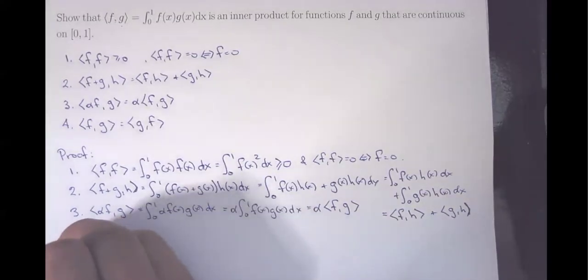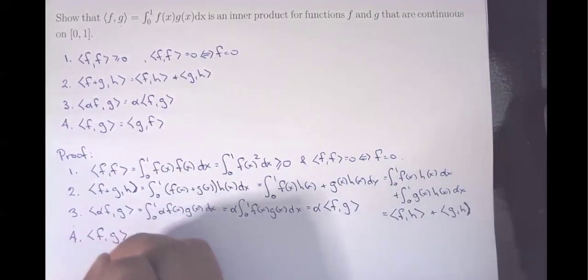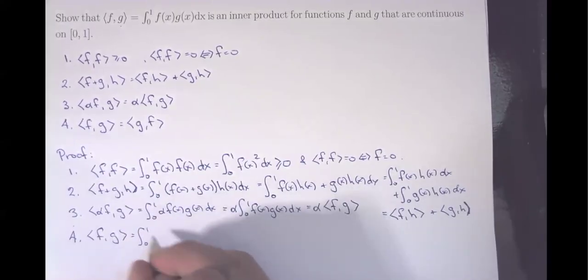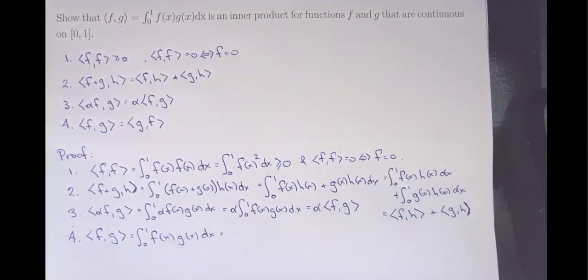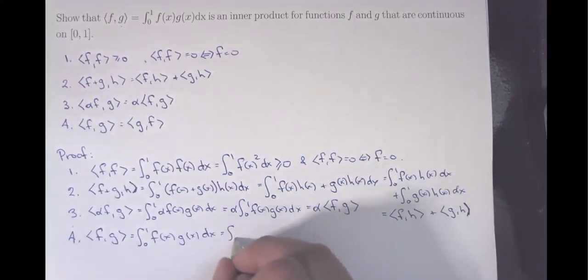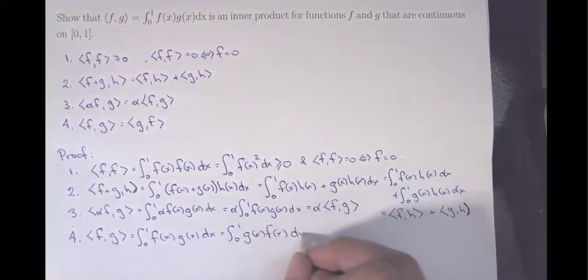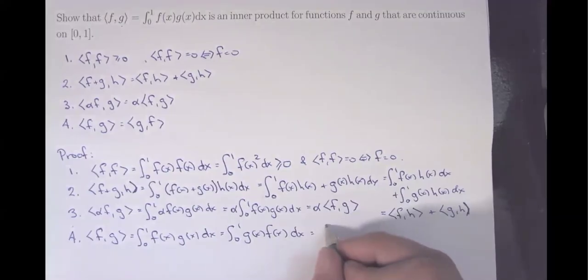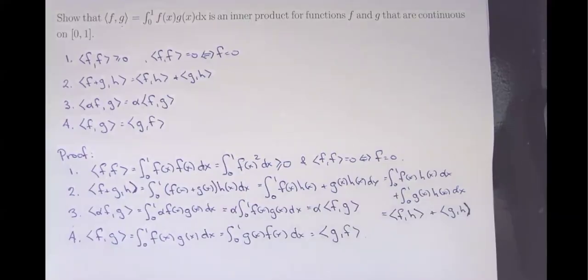And property 4, the inner product of f with g is equal to the integral from 0 to 1 of f of x g of x dx. And of course, this multiplication can be done in any order. So this is the integral from 0 to 1 of g of x f of x dx, which we also know is the inner product of g with f. And so because all 4 properties are satisfied, this integral is indeed an inner product.